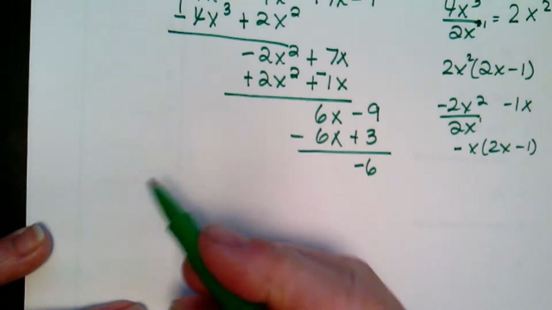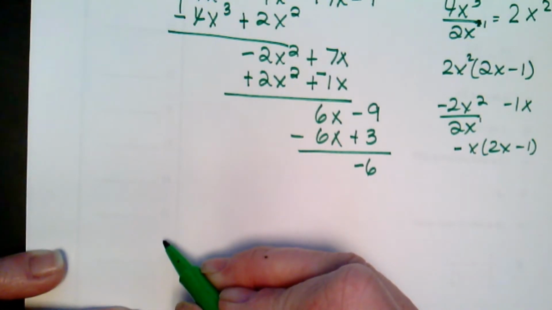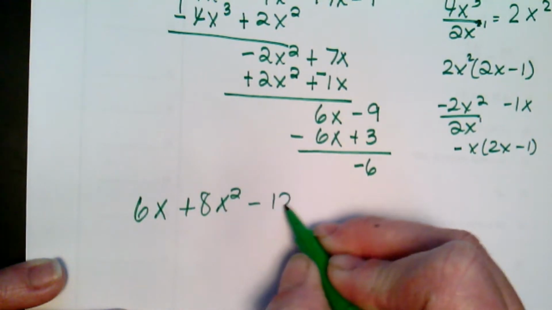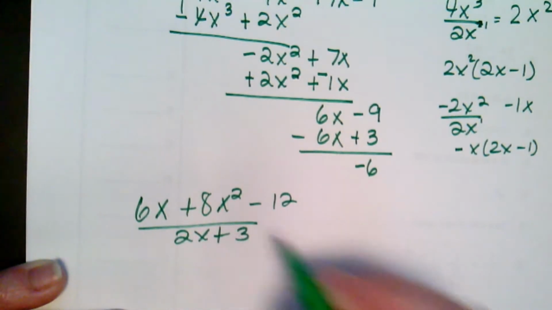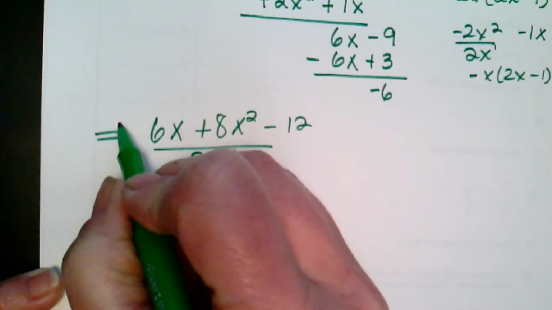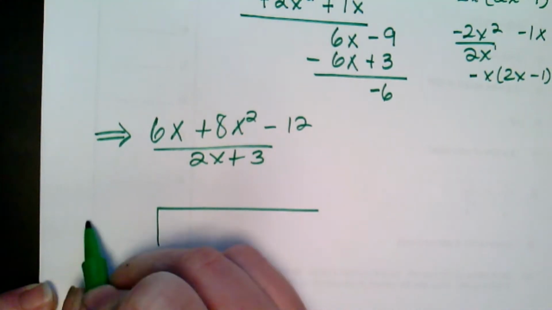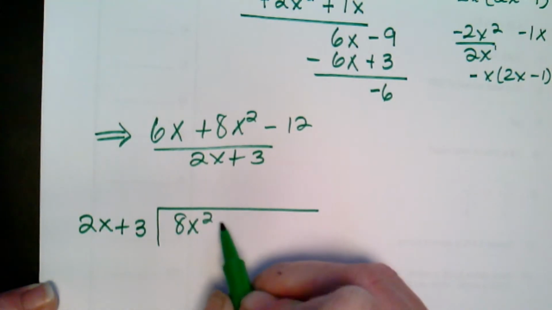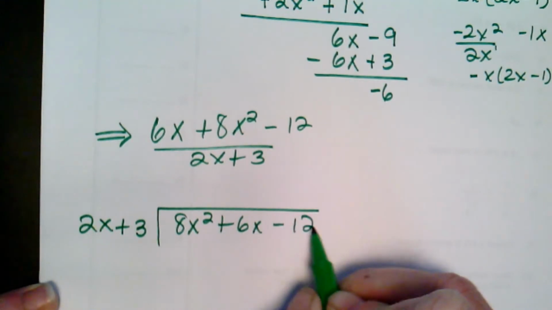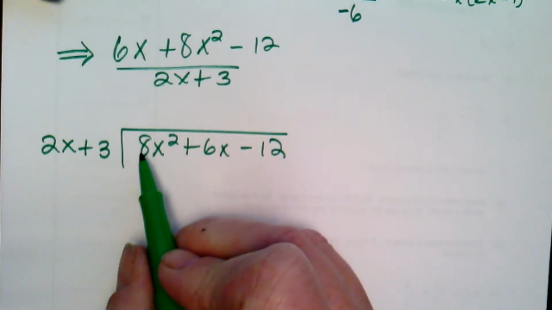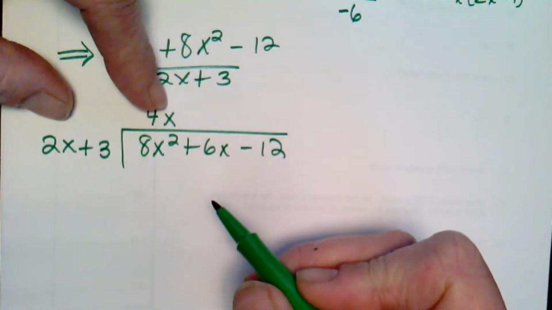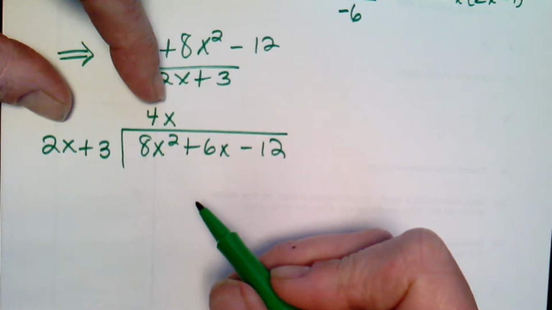Alright, let's do one more like that. Let's see. We have 6x plus 8x squared minus 12 divided by 2x plus 3. So this is our problem here. When I set it up, we have this guy on the outside, and then we want it in descending order. Highest exponent to lowest, and constants are last. Alright, so we're doing 2x goes into 8x squared, so that's 4x. And you can multiply it real quick just to make sure that you have it correct.